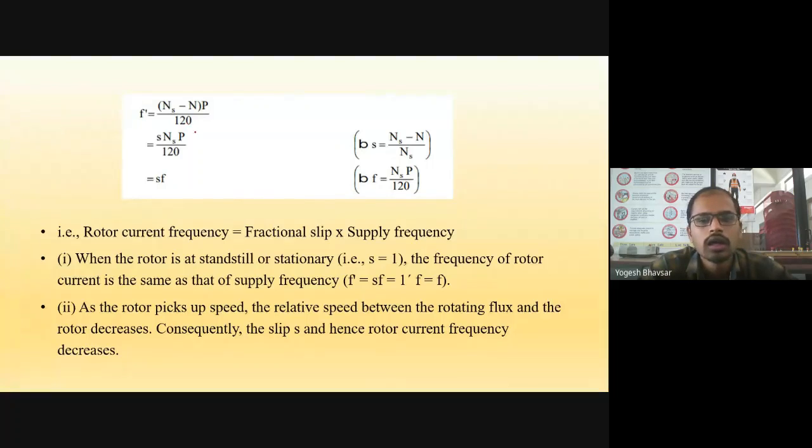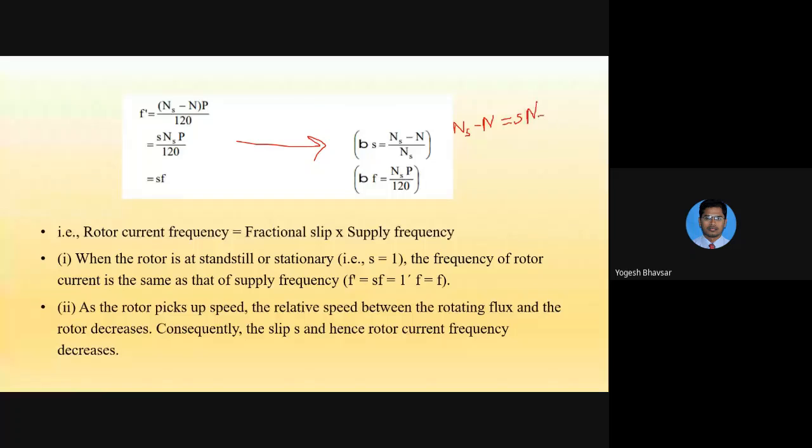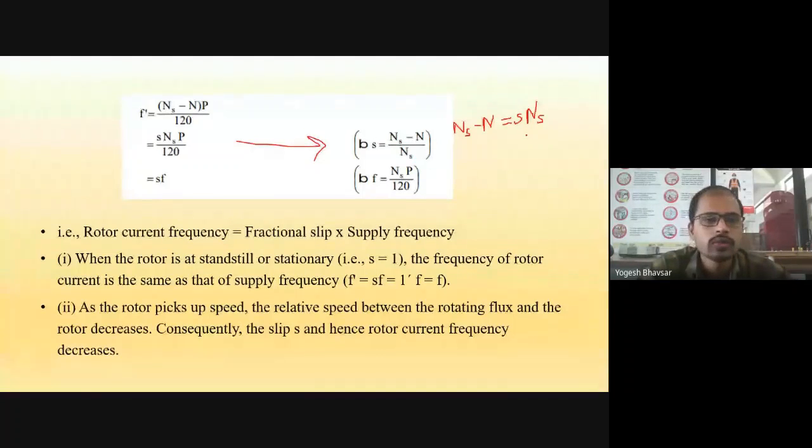Again, we have the formula for slip: s is equal to (ns minus n) by ns. If we rearrange this formula, take this ns to the right side, so ns minus n is equal to s into ns. We can put this here: ns minus n is equal to s into ns, with the number of poles as it is, divided by 120.